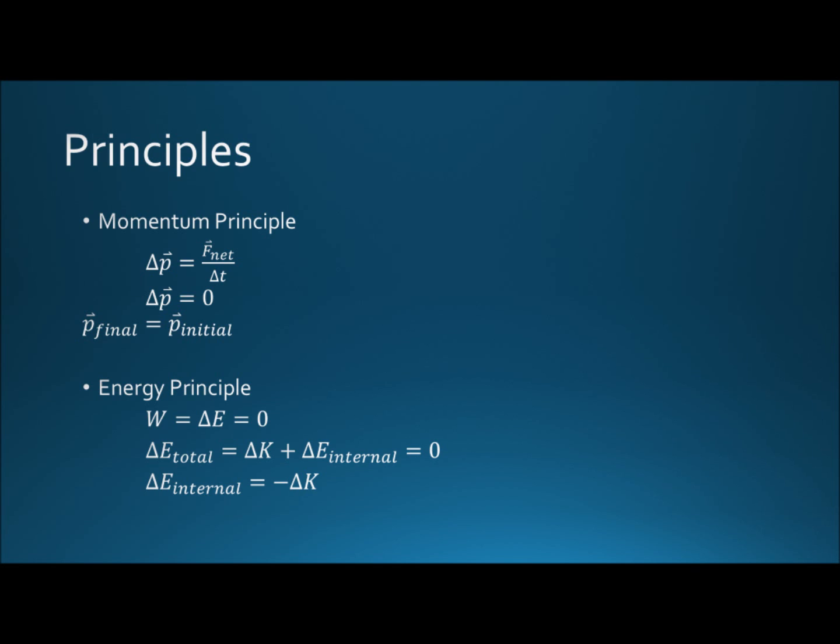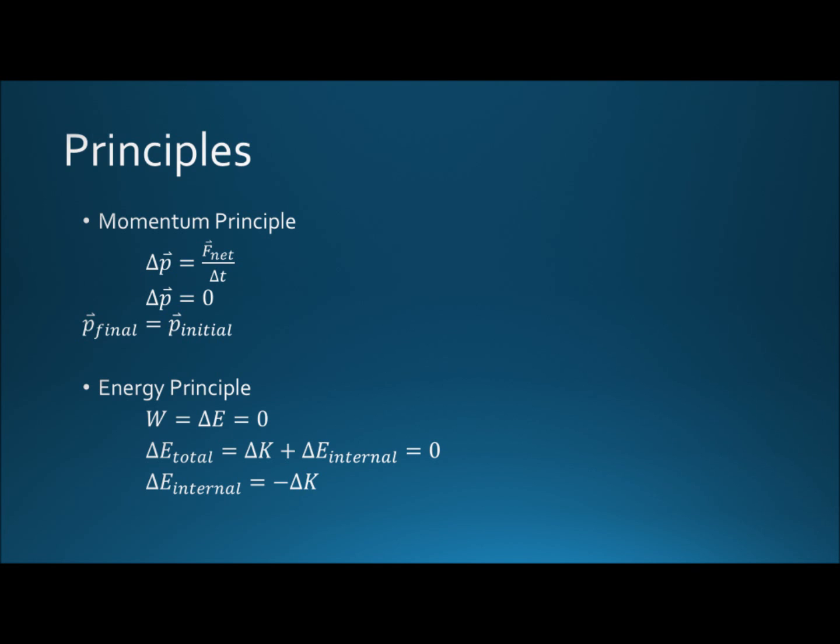So, from this principle, we should expect the momentum to be conserved, meaning that the initial momentum is equal to the final momentum. The initial momentum consists of the momentum of the moving cart plus the momentum of the resting cart. Secondly, the energy principle can tell us what energy changes are happening in the system, which consists of cart 1 and cart 2.